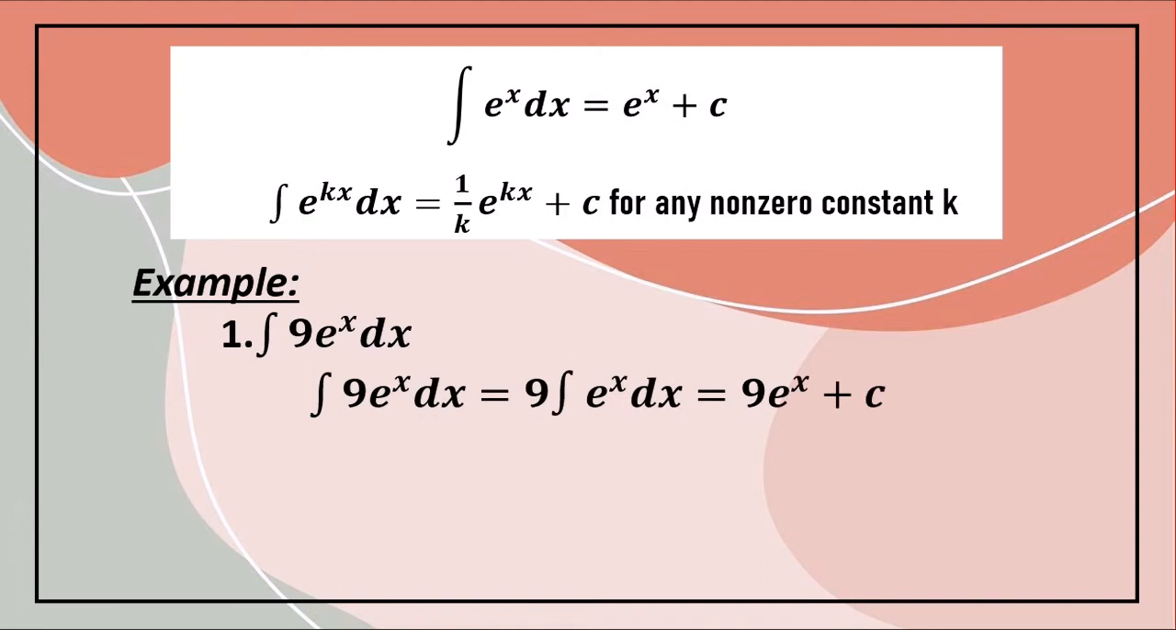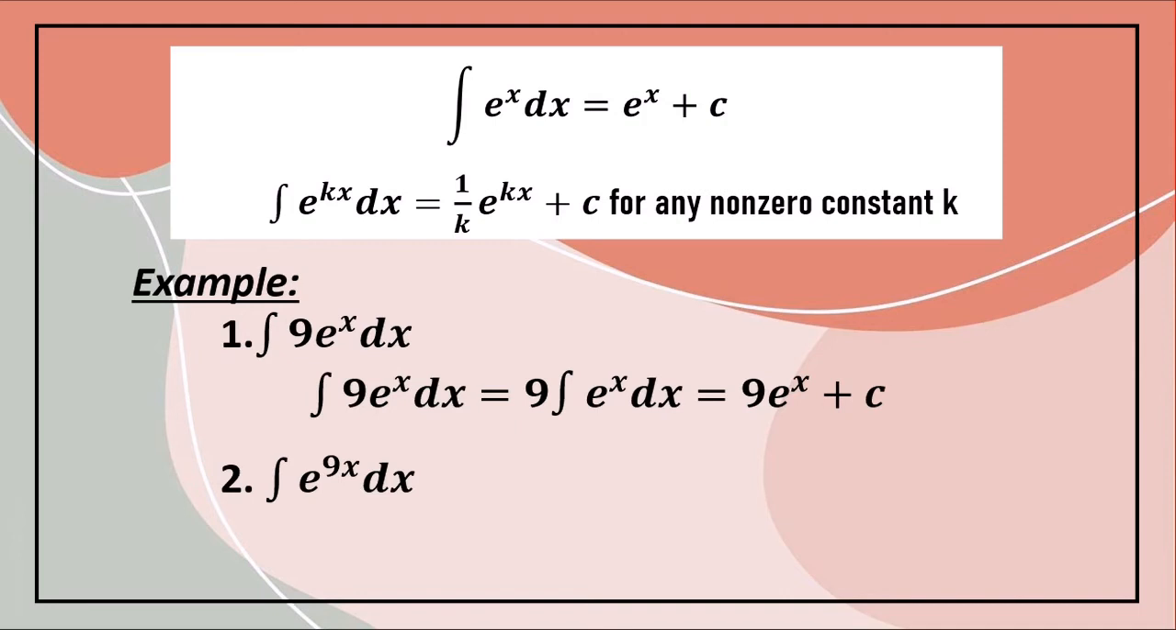9 here is a constant, so we should first put it outside the integral symbol, then the e raised to the power of x dx. Our final answer will be 9 e raised to the power of x plus c. Second example is the indefinite integral of e raised to the power of 9x dx.